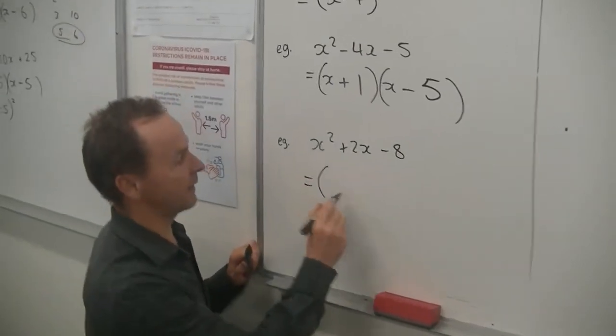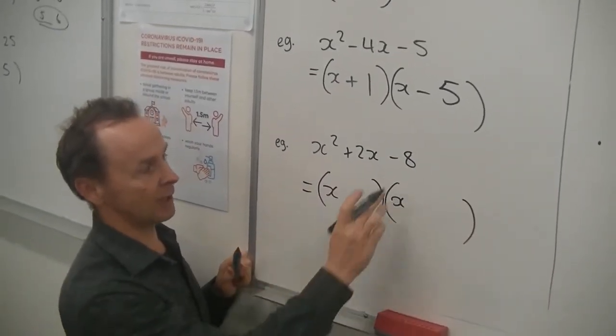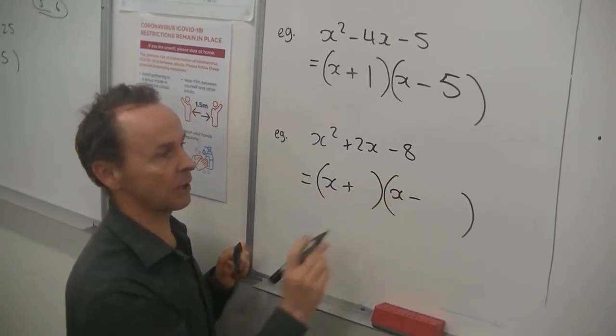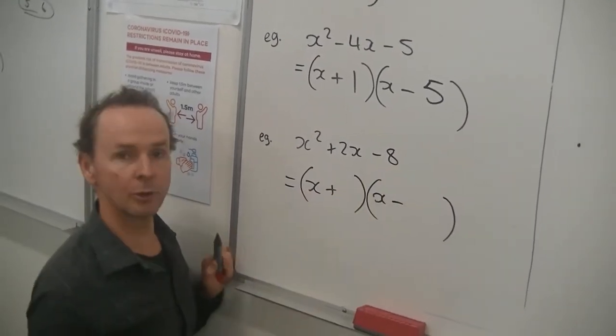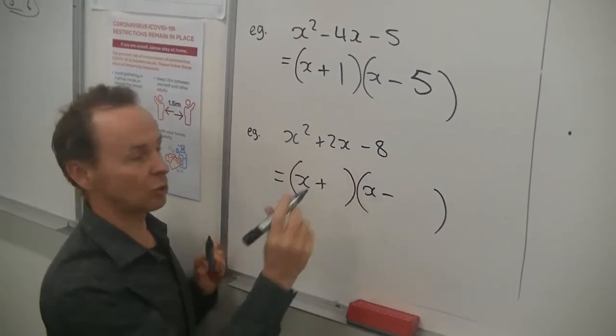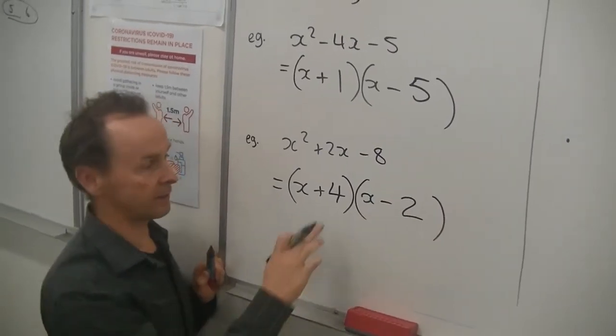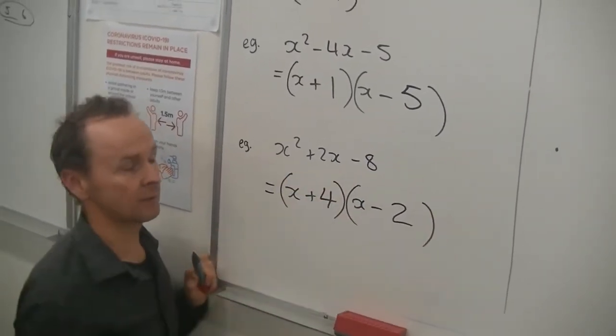Let's do the last one down here. So we've got x and x, again, this is x squared. It's a negative, so one's a plus, one's a minus. Factors of 8, I'm going to go with 2 and 4. But I want the middle term to be plus 2x. So I'm going to make it a plus 4 and a minus 2, because that's going to end up with plus 2x. And that's it, we're done, we're factorised.